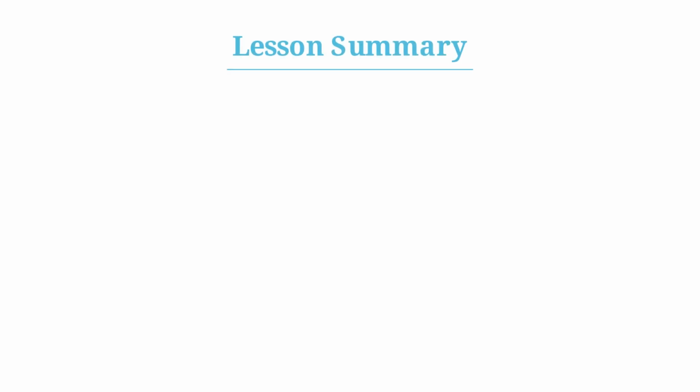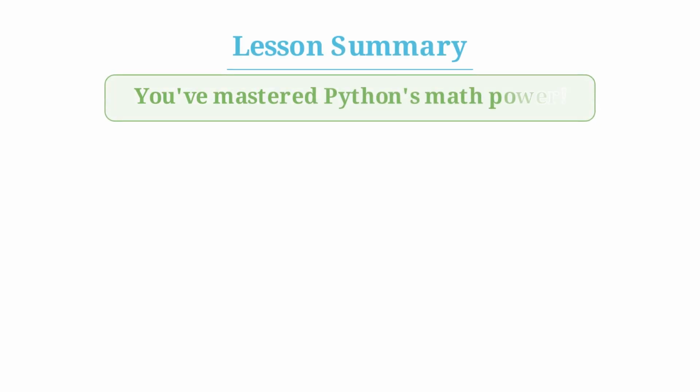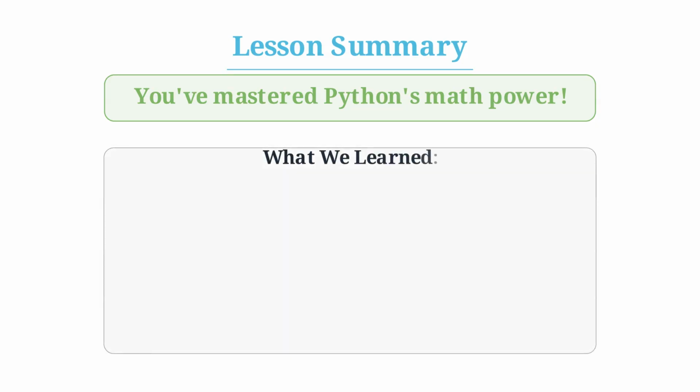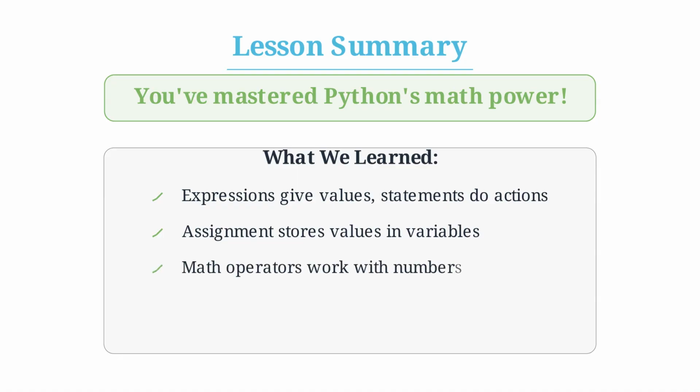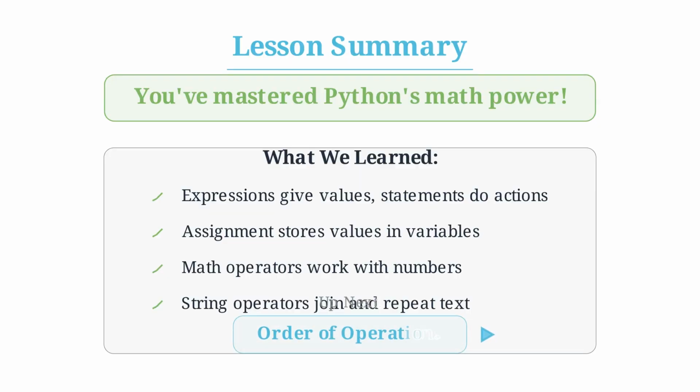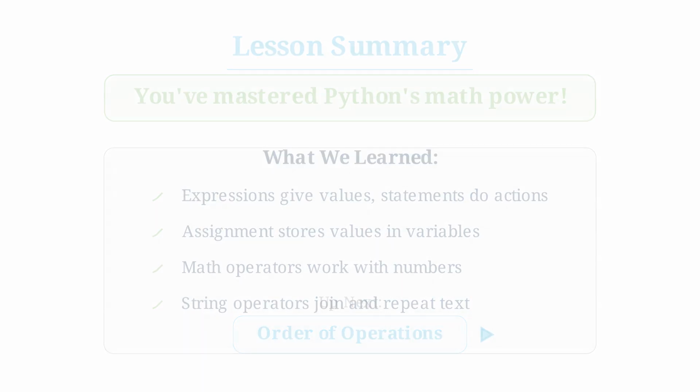Incredible work! You've just mastered Python's math power. We learned that expressions evaluate to values while statements perform actions. Assignment works by evaluating the right side first, then storing it in the left side variable. Arithmetic operators do math with numbers, while string operators join and repeat text. And len counts characters, giving you a number you can use anywhere. You're ready for order of operations next.